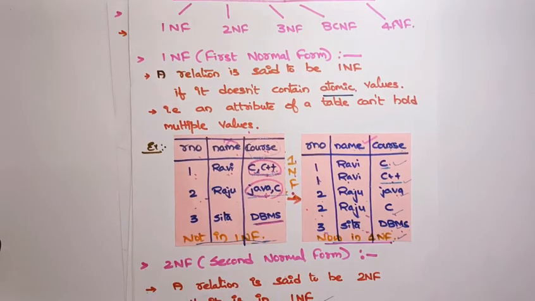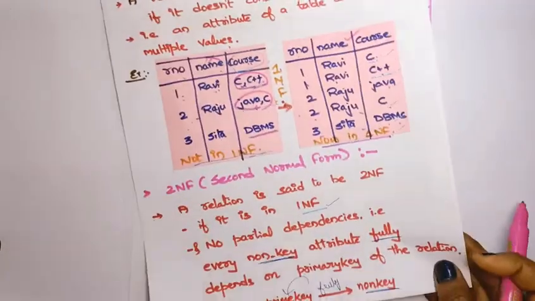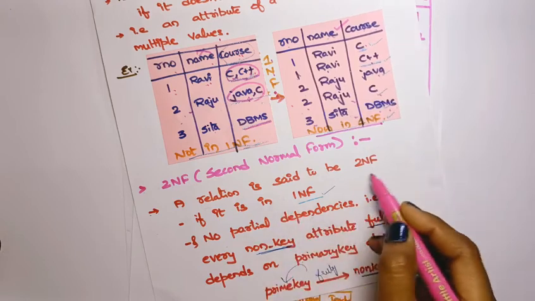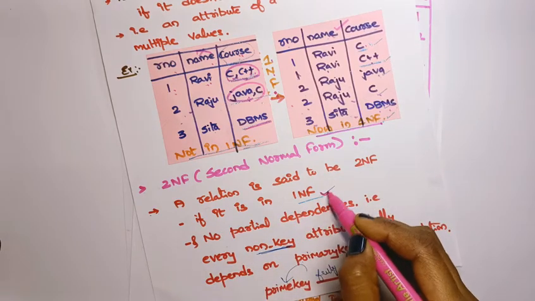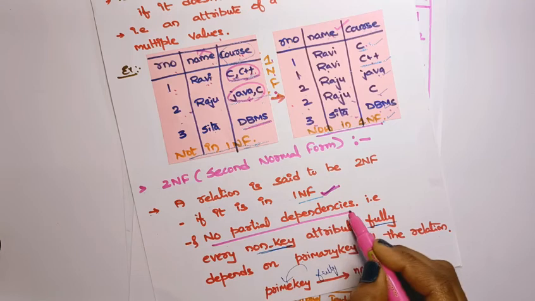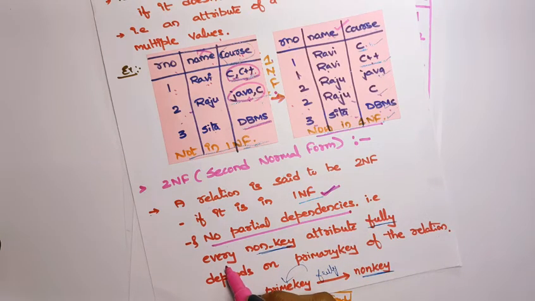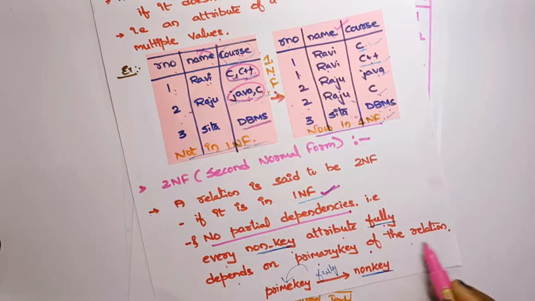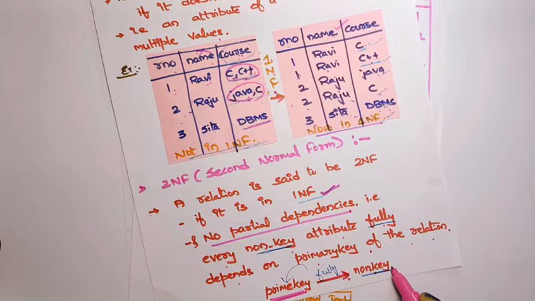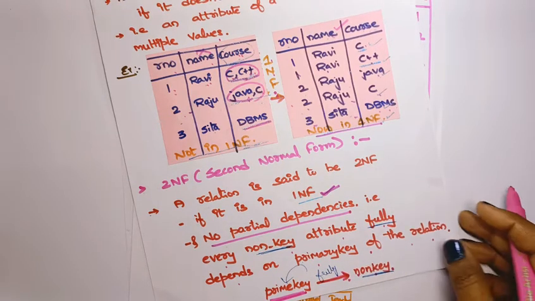Next we will see 2NF. 2NF is nothing but the second normal form. A relation is said to be 2NF if it is in 1NF and also has no partial dependency. What do you mean by partial dependency? It means every non-key attribute must fully depend on the primary key of a relation, which is nothing but the prime key attribute. If part of the prime key attribute determines a non-key attribute, then you can say that that is partial dependency.